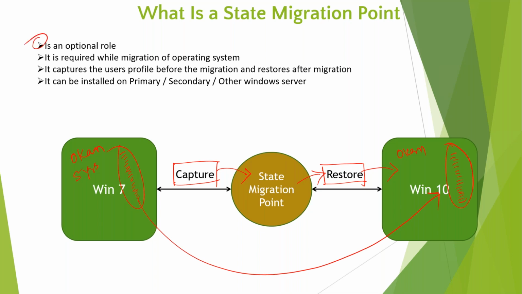So this is an optional role. It is needed during migration of the operating system. It captures the user profile before the migration and restores it after the migration. It can be installed on a primary site, secondary site, or any other Windows server. So that's the role of the state migration point, guys. Any question? All good?